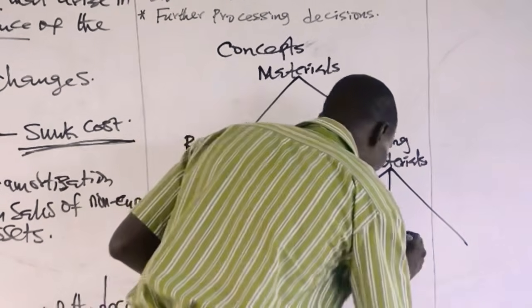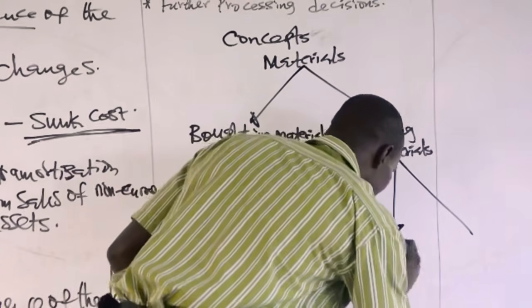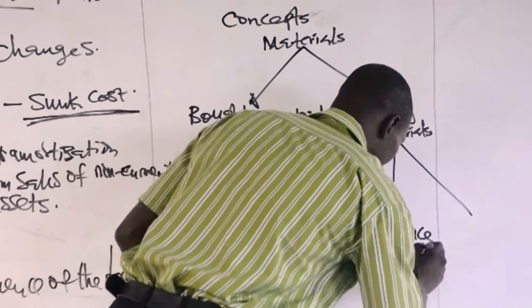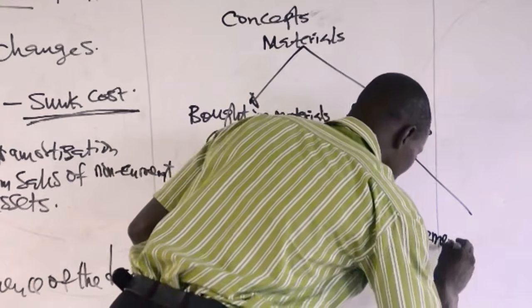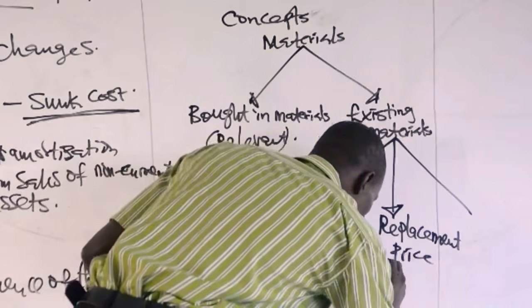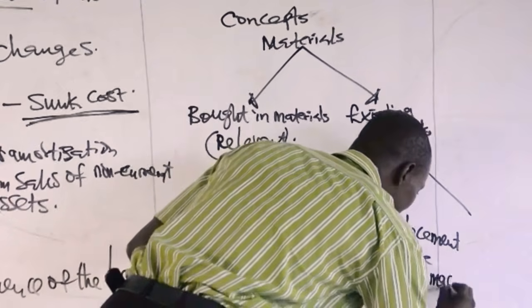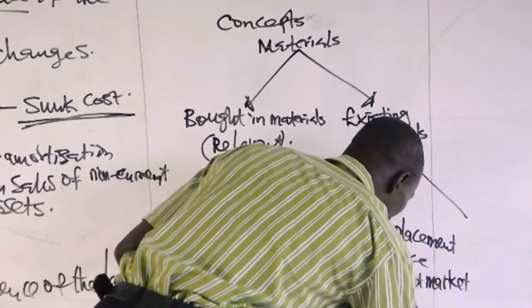Then, we can also have the replacement price, or the current market price, or current market value.